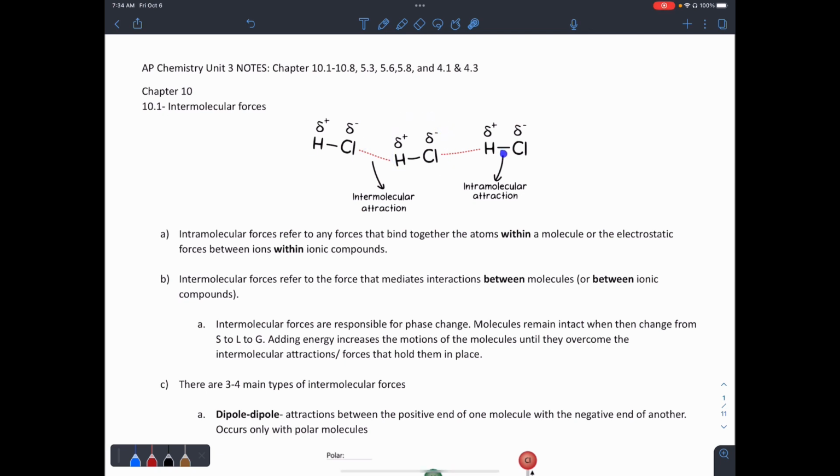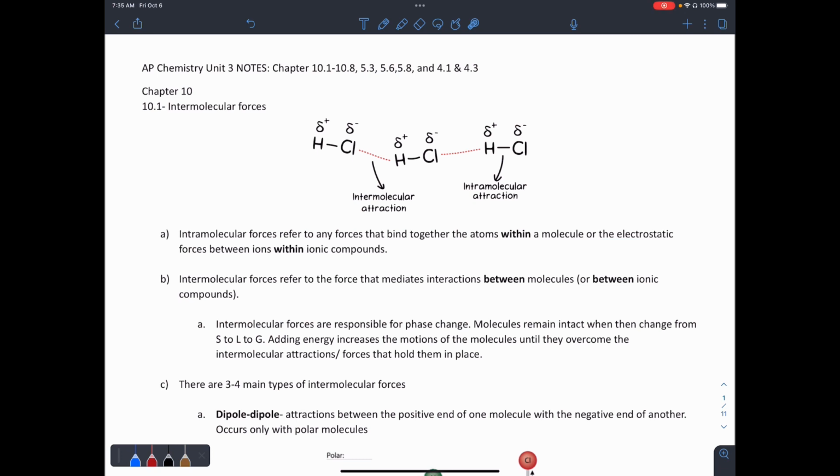You can see that the bonds holding the two atoms together are intramolecular, and the bonds between the molecules are intermolecular forces. It's important because intermolecular forces are responsible for all phase changes. So the homework will have some questions about melting, solid to liquid, or evaporating, liquid to gas. Adding energy increases the motion of molecules until they overcome these intermolecular forces that hold them in place. And that's what allows a substance to change phase, right?